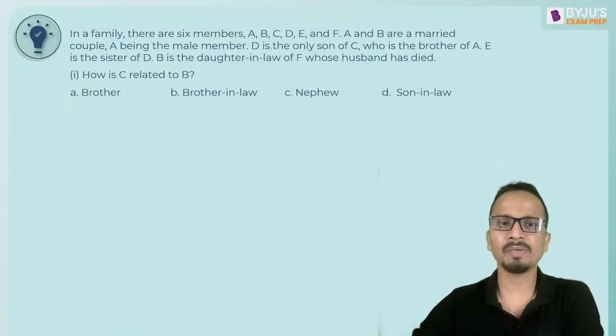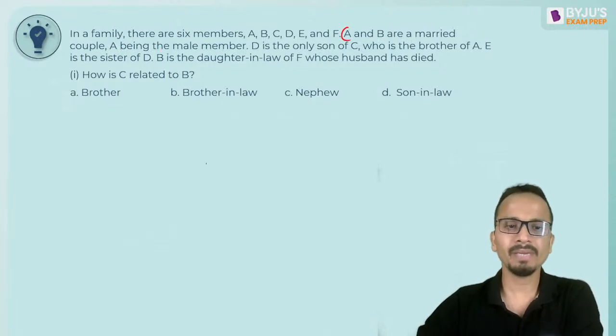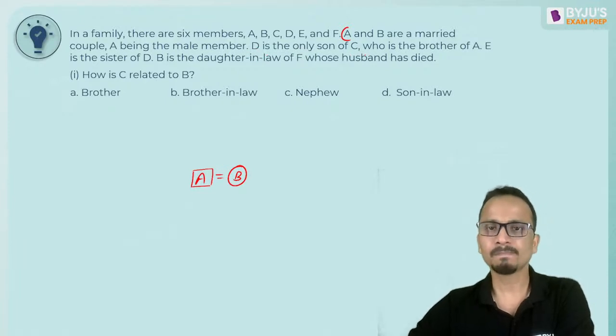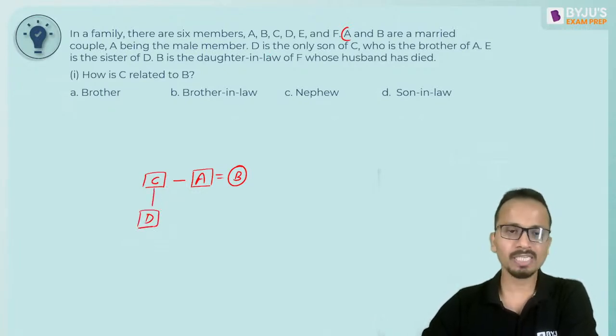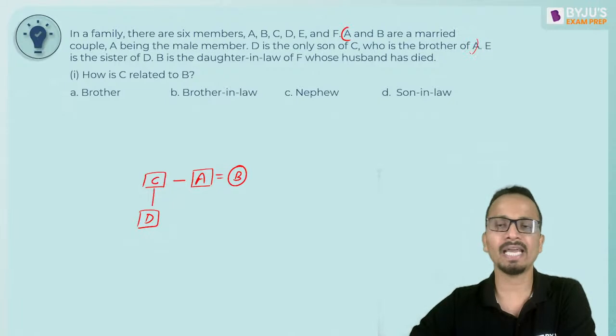Now in a family, there are 6 members A, B, C, D, E and F. The first statement, A and B are married couple, A being the male member. So A being the male member, I always put male member in a box, is married to B, who will be a female. D is the only son of C. C, who is the brother of A. So C is the brother of A and D is the only son of C. So up till this point, I am done.